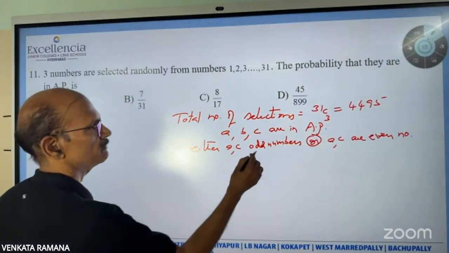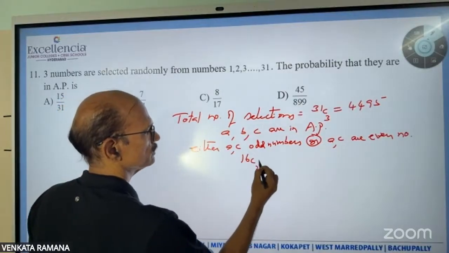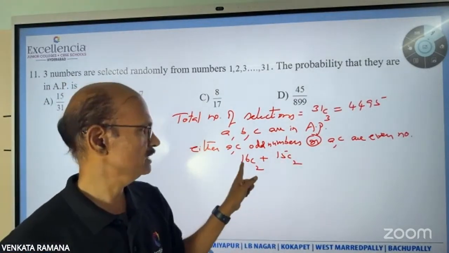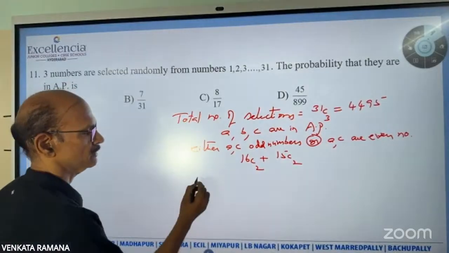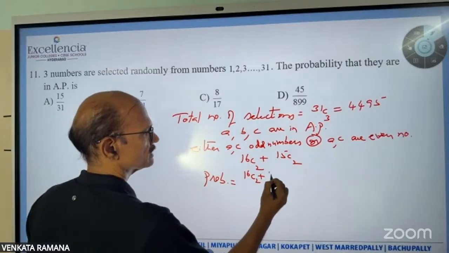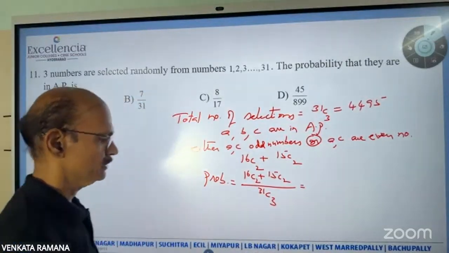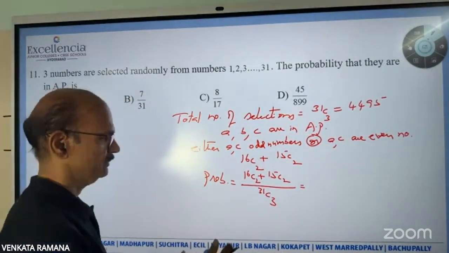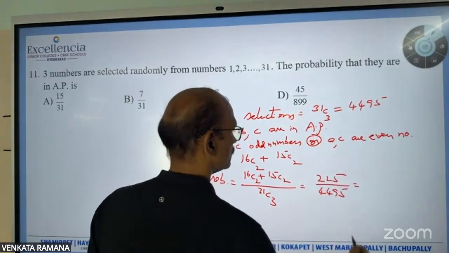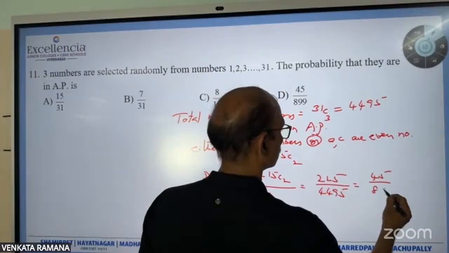Out of 31, odd numbers will be 16. So it is 16 C2, and this is 15 C2 because even numbers will be 15 only. Total 16 plus 15 is 31. So the required probability is 16 C2 plus 15 C2 by 31 C3. If you simplify this one, you will get 225 by 4495. So it is nothing but 45 by 899.